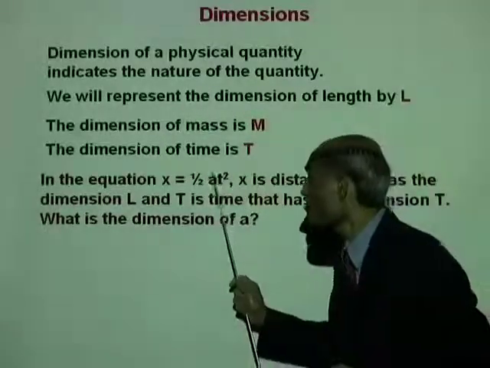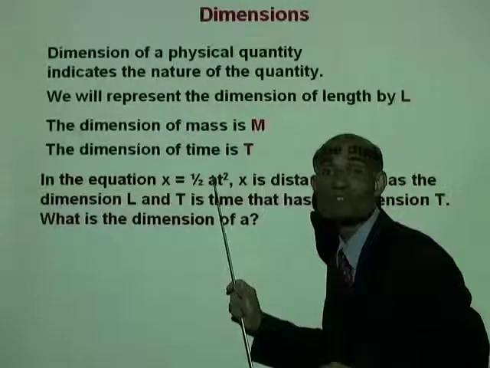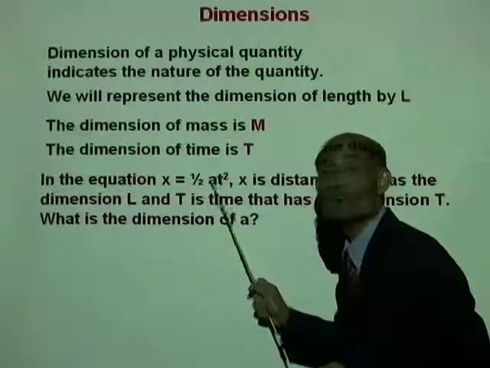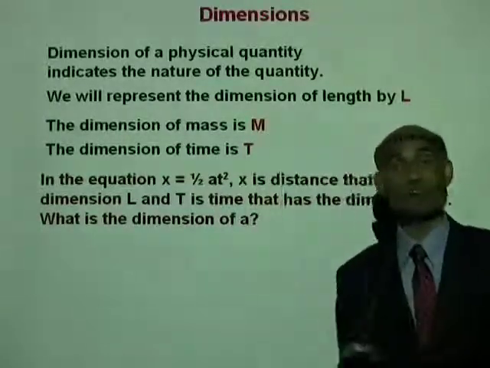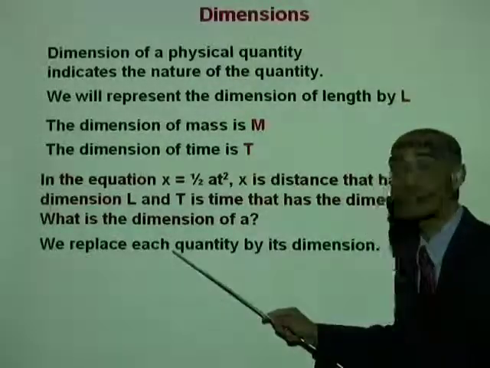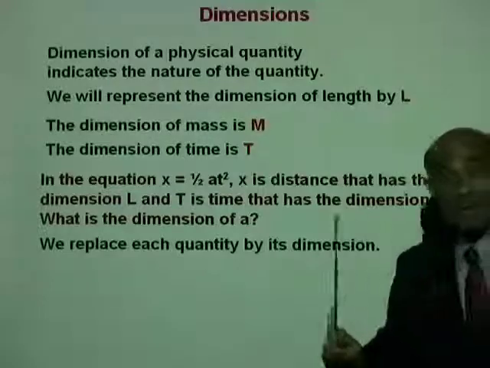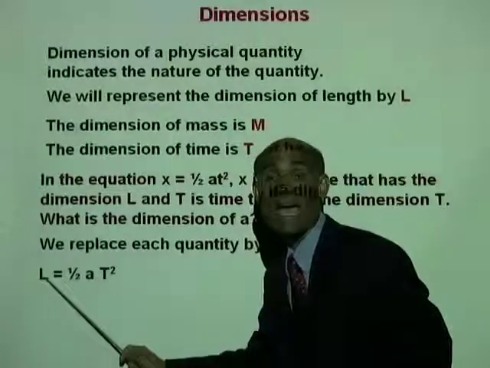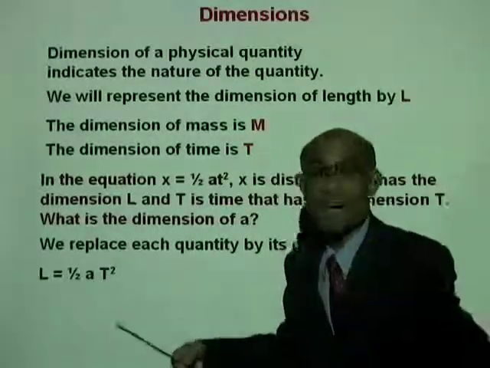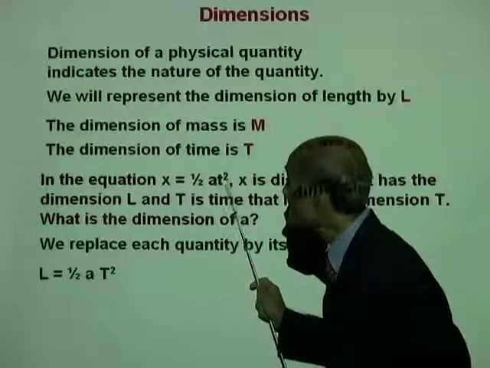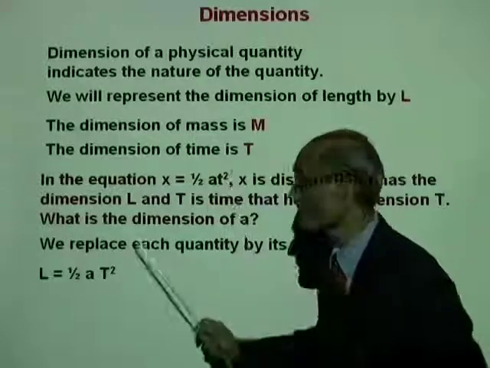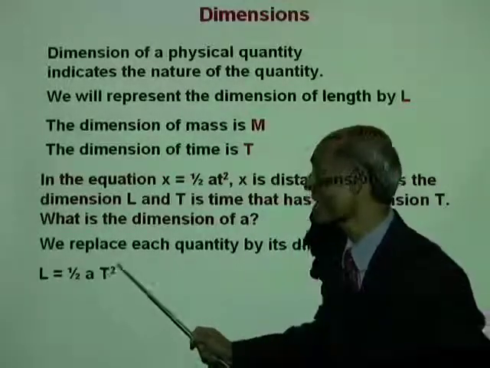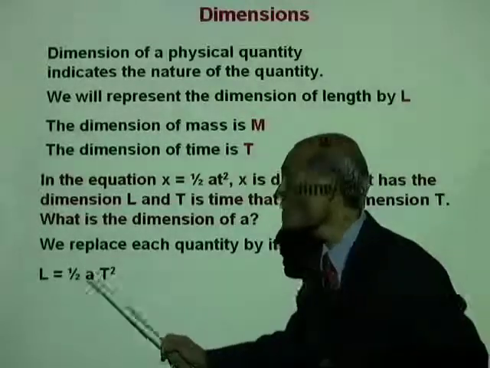So, in order to find the dimension of A, what all we need to do is use the dimensions of X and T and then solve for A. That's all we need to do. We replace each quantity by its dimension in that equation. So look at this. X is replaced by L, the dimension of that quantity. And T squared, time squared, is replaced by the dimension of that quantity, uppercase T squared. A, we don't know the dimension.